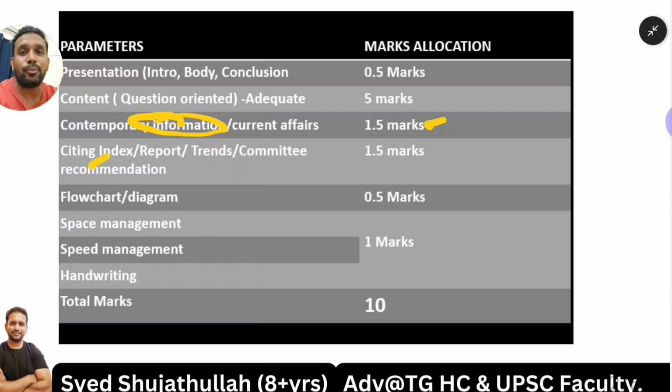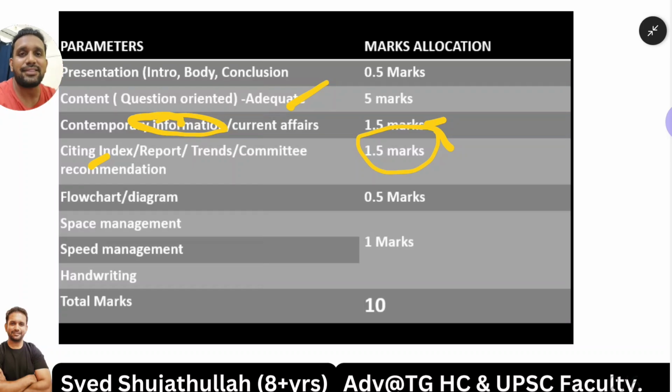Citing indexes and reports: if they are talking about gender equality, recently, just 10 days back, we got the Global Gender Gap Report. So if you are discussing those indexes, reports or committees' recommendations, then obviously the answer will be more qualitative and will definitely have an edge. Citing that will give you 1.5 marks. The highest marks are basically given to the content, so make sure that you write good and adequate content and cover all the areas.